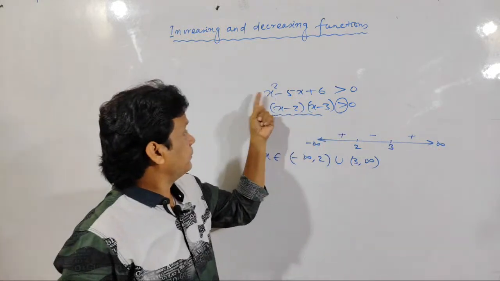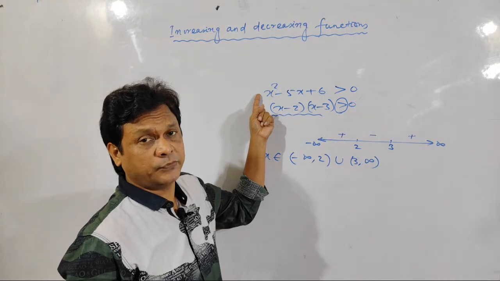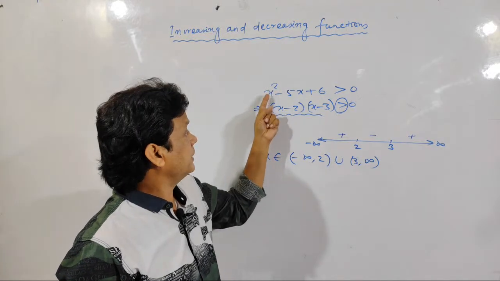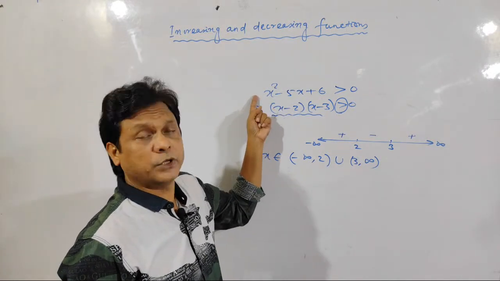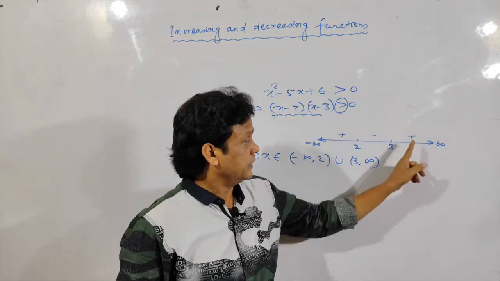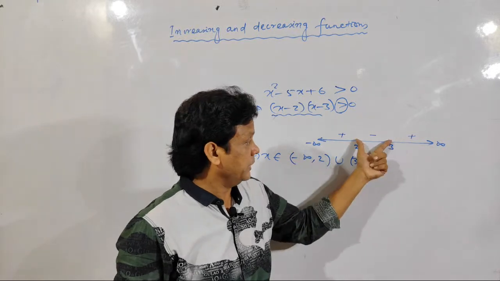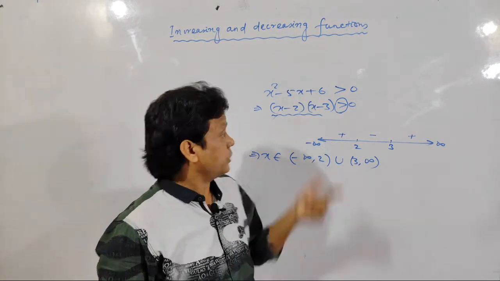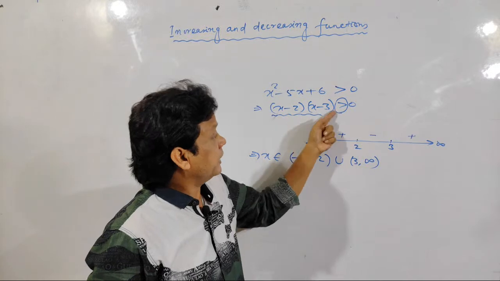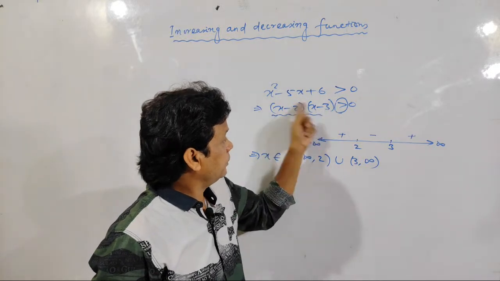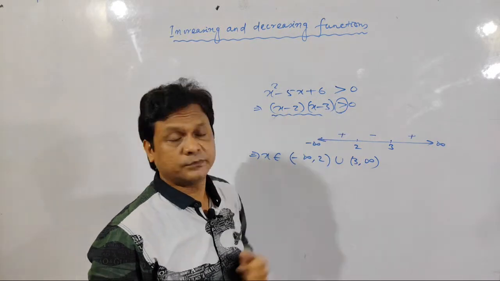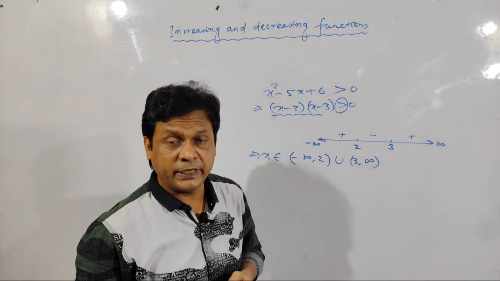Then find out the sign of the highest power of x. Here the highest power of x is x square and its coefficient is positive. So from the right hand side, this interval is positive, then alternate sign. This will be negative, this will be positive. And your requirement is: what is the value of x for which this quantity is greater than 0. Greater than 0 means positive.